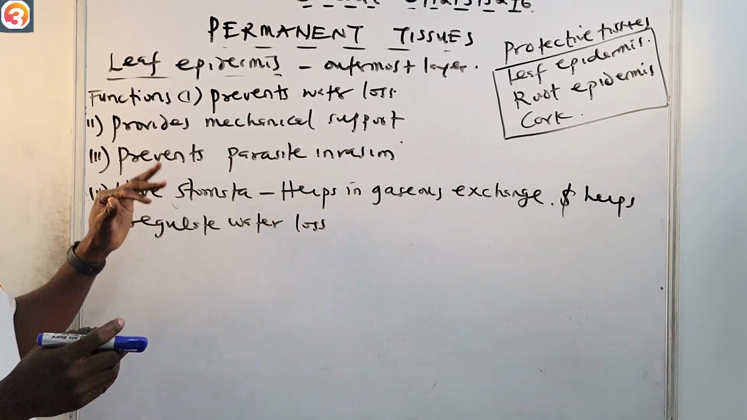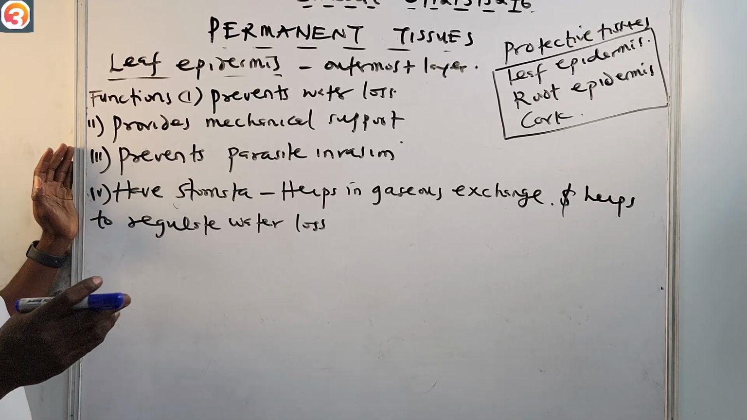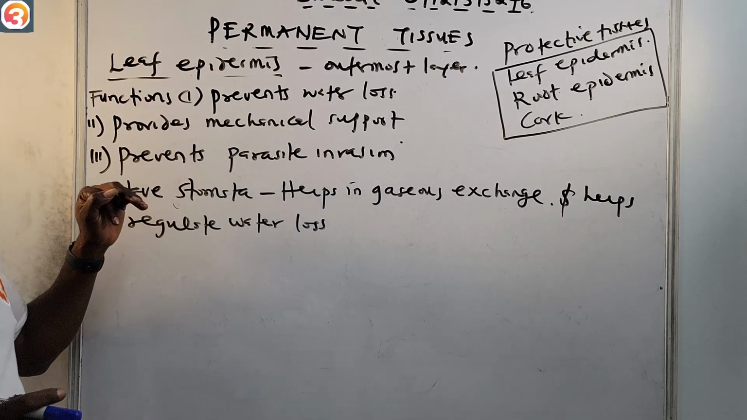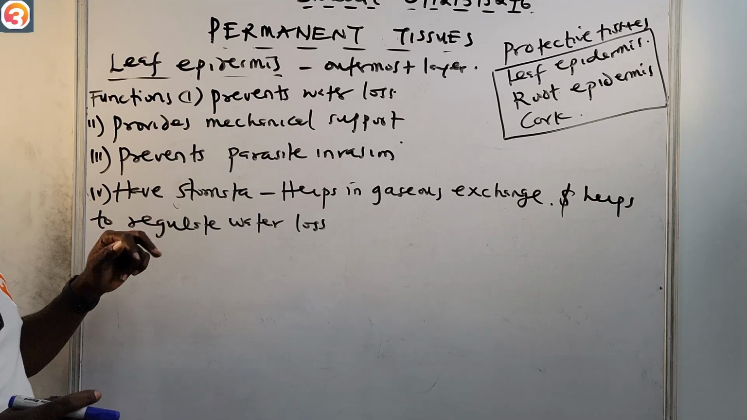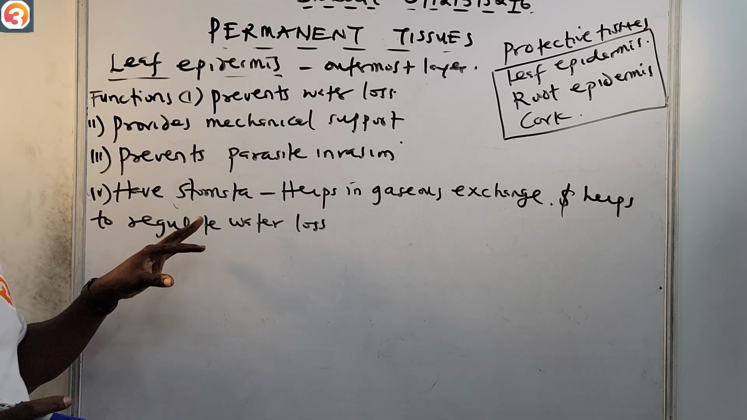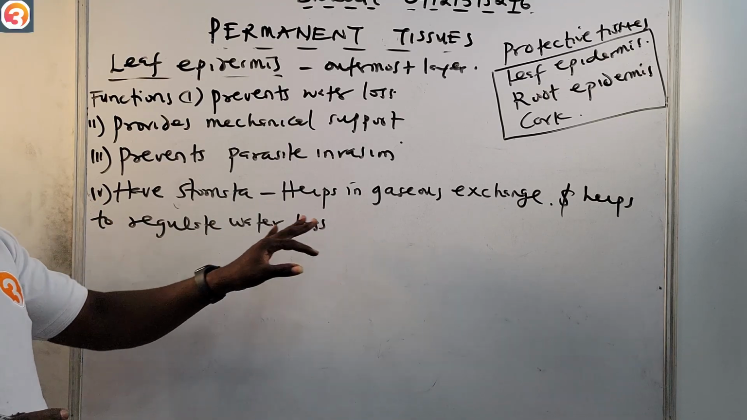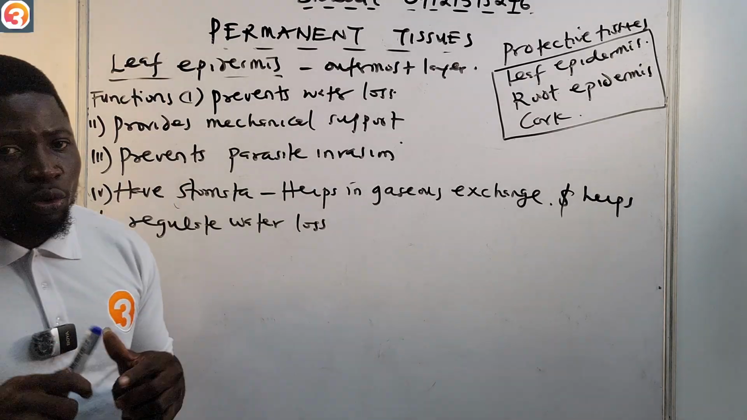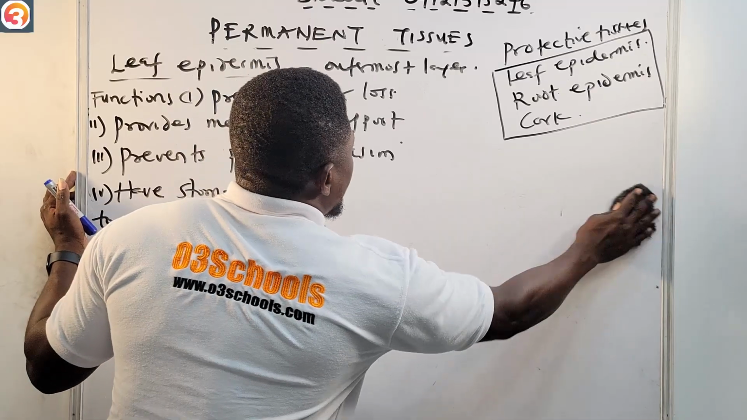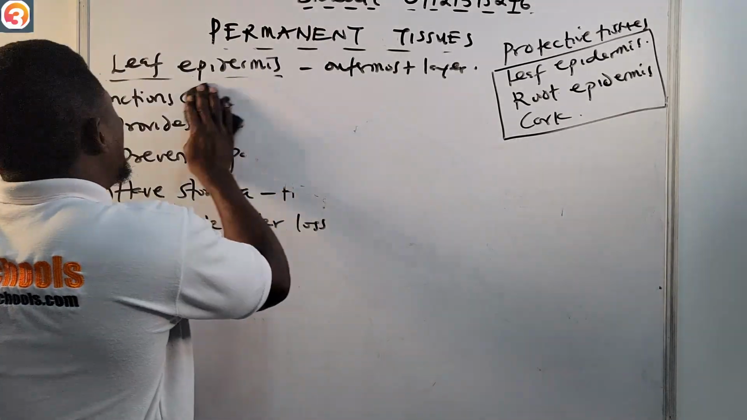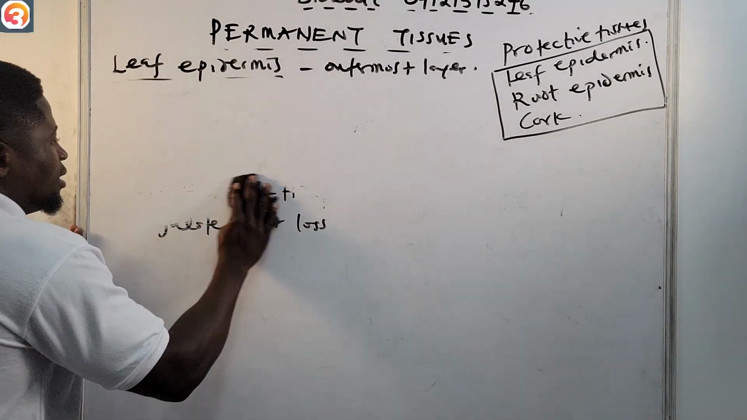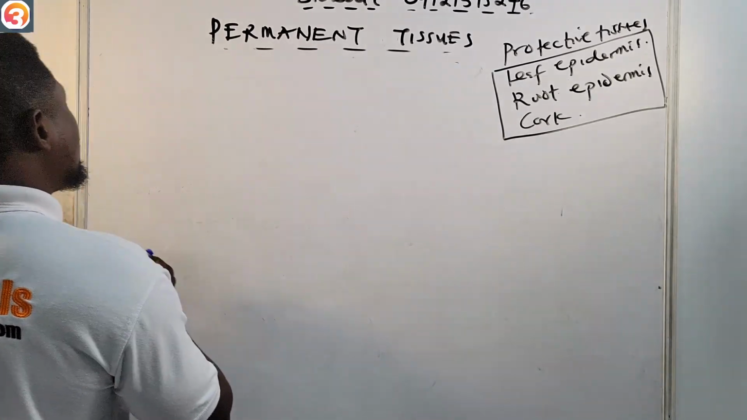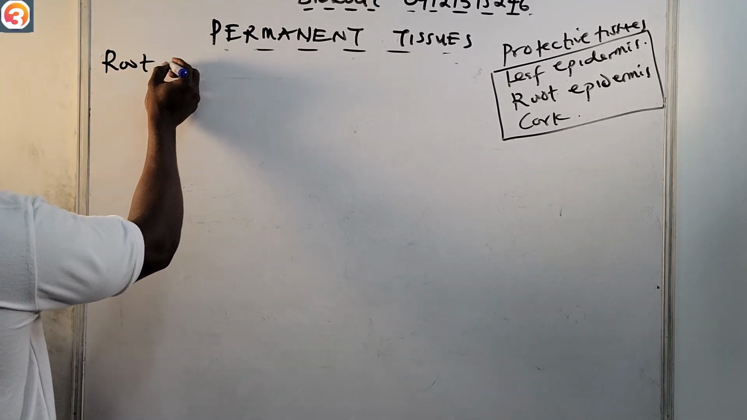So these are the functions of the leaf epidermis. Prevent water loss, provide mechanical support, prevent parasite invasion, have stomata, and this stomata helps in gaseous exchange and also helps to regulate water loss. So now let us go to the root epidermis quickly. The root epidermis contains what we call root hairs.